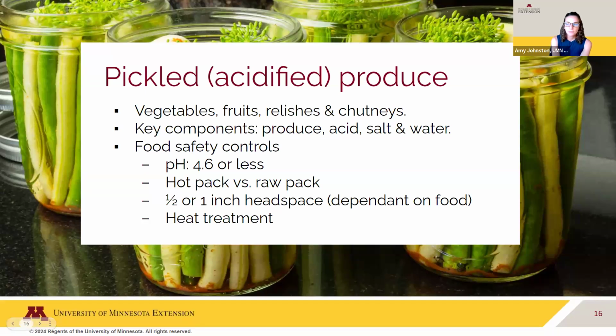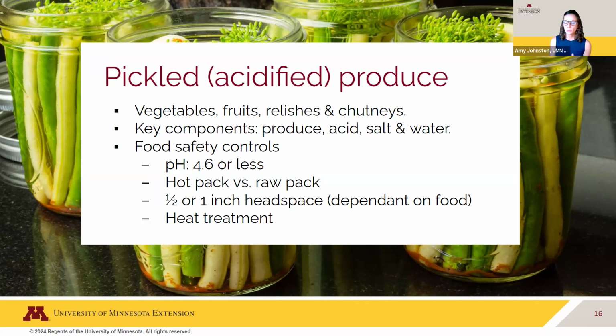Our pickled and acidified produce, again, I'm just going to hit a few key points because we did have a whole webinar on these. This includes our pickled vegetables, pickled fruits, relishes, and chutneys. The key components in these foods are the produce, acid, salt, and water. Again, those have a role in both the safety and the quality of those foods. The food safety control for these foods is having a pH of 4.6 or less. They are that acidic food.